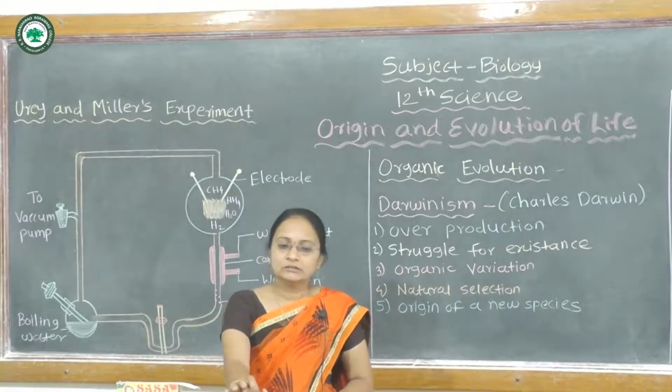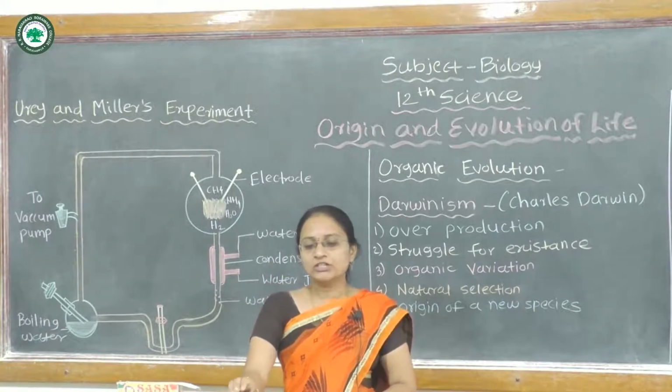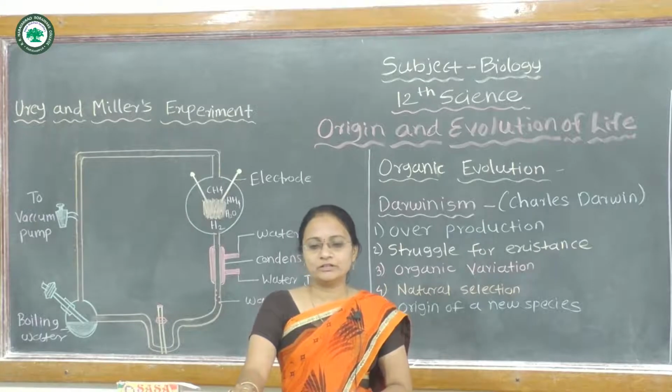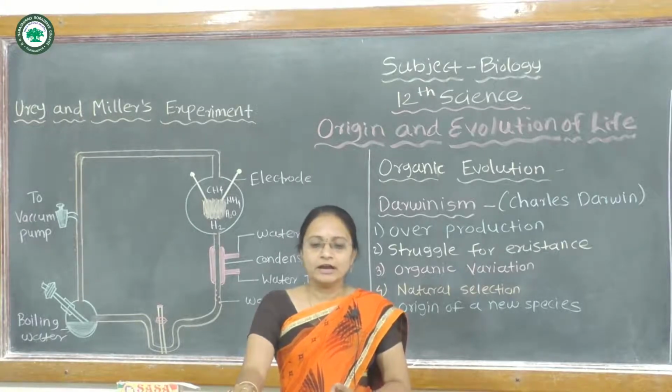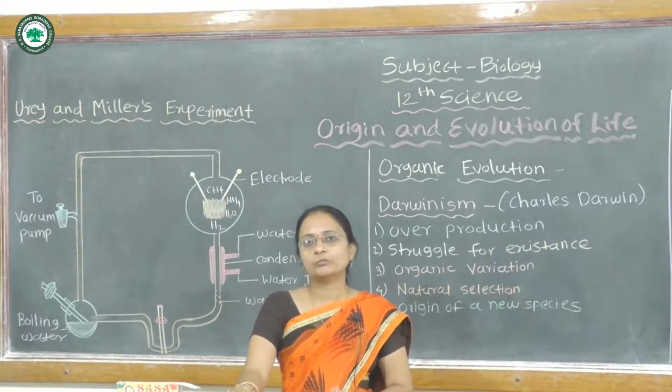But Darwin's theory also has some drawbacks. Now which are the drawbacks of Darwin's theory? Here he considered minute fluctuating variation as a principal factor, which is not heritable and is not part of evolution.